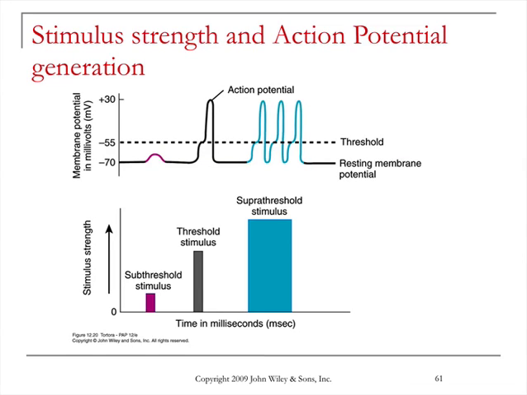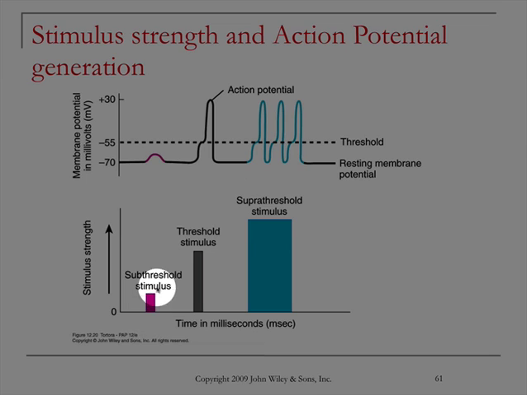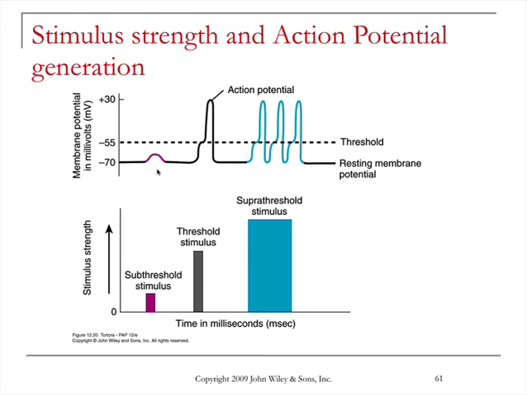Let's now take a look at another principle related to action potentials. As we mentioned earlier, if the stimulus that is reaching the axon hillock is sub-threshold, then as we can see from this diagram, an action potential is not generated.